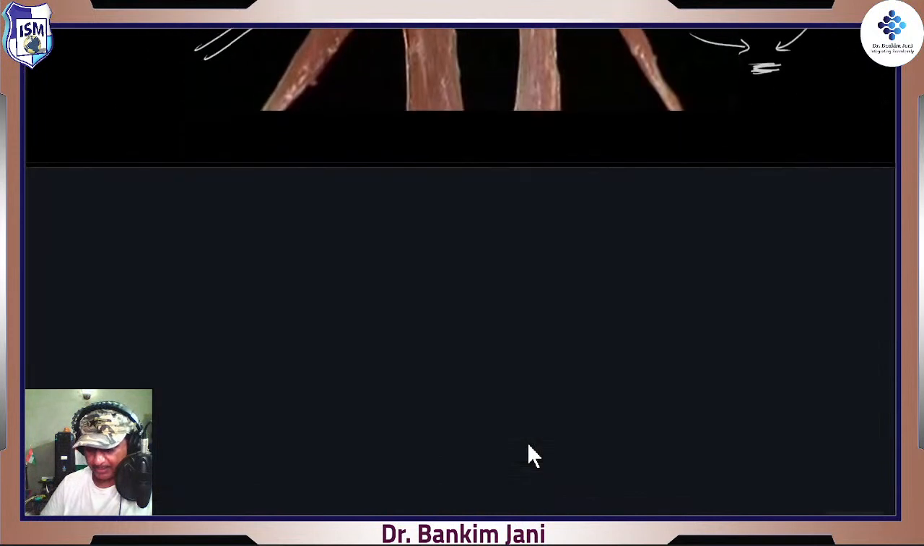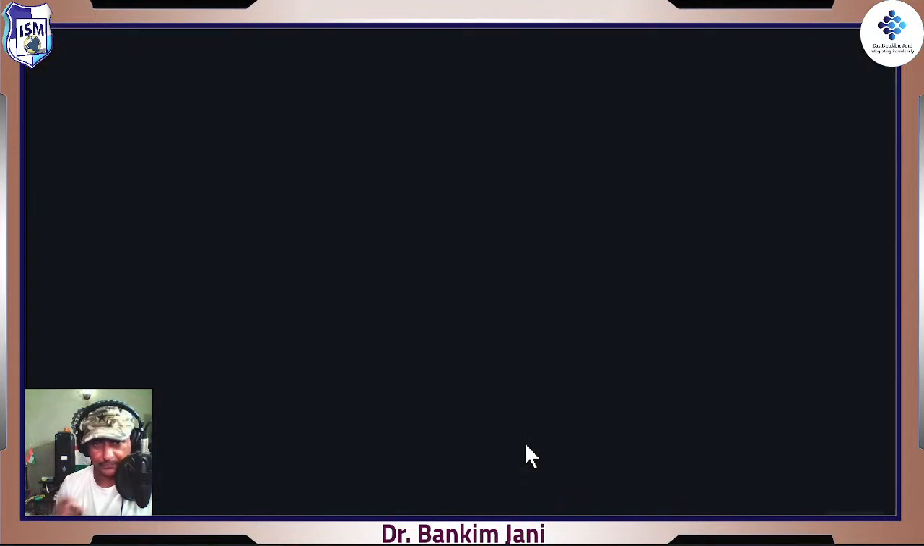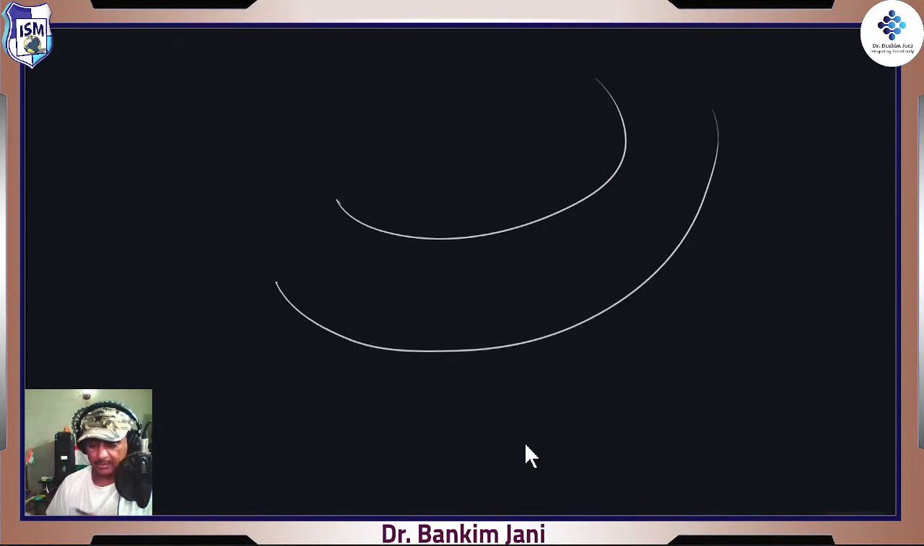From the perspective of, say, if we say this is the body of the hyoid, right? That's the midline. So this is the body of the hyoid.